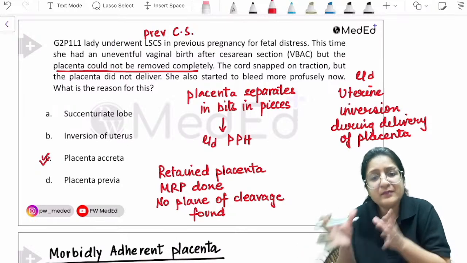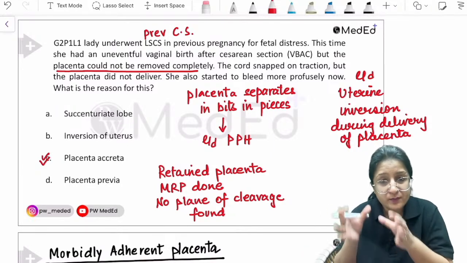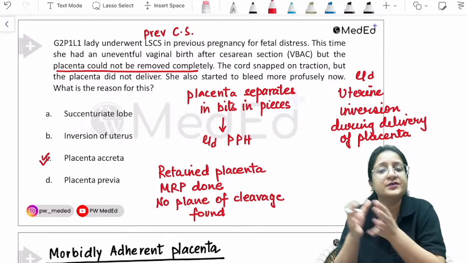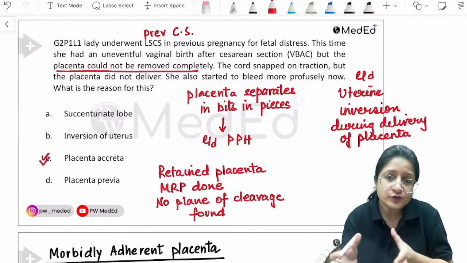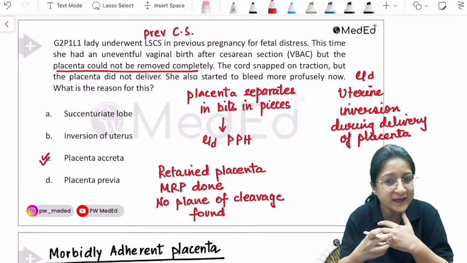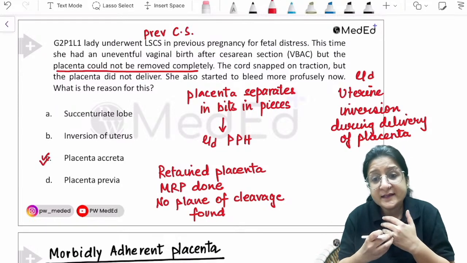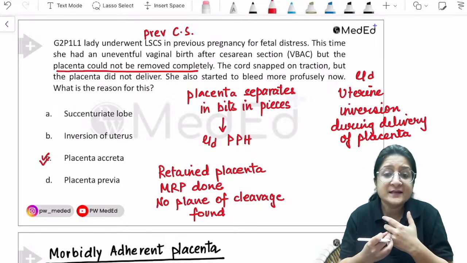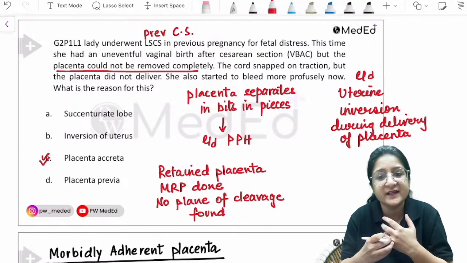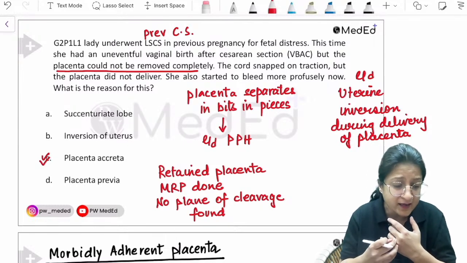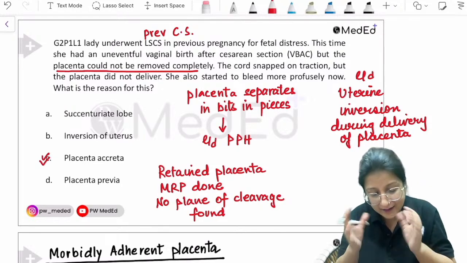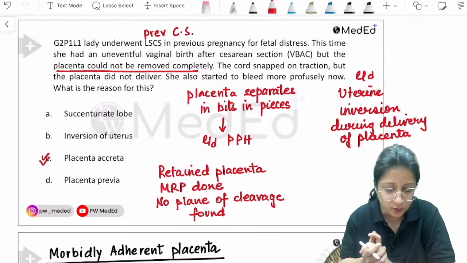We go ahead, manage the situation at hand, we manage the PPH, we manage the retained placenta situation, we manage the uterine inversion. Unfortunately, sometimes we may be able to separate the placenta completely, and at other point in time nothing works and the woman ends up with a hysterectomy eventually. So these are acute presentations where diagnosis by MRI has absolutely no role. Diagnosis is fairly evident clinically itself. Keep that in mind also.